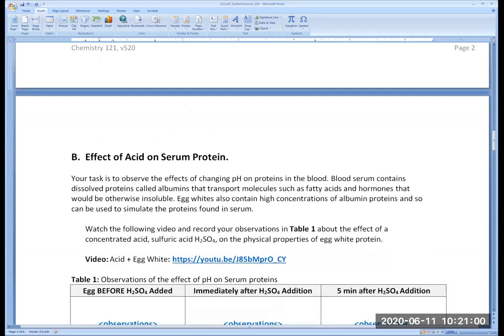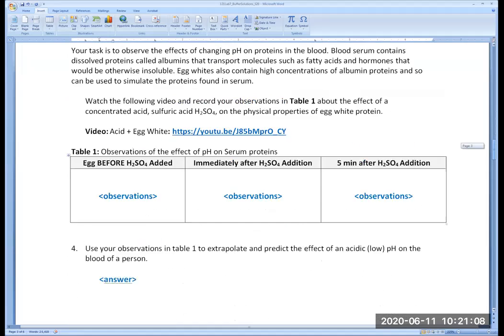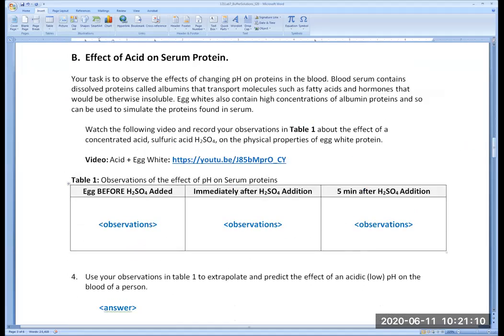So that's part A. Part B is the effect of an acid on a serum protein, and part B is short too. It's just this. It will require that you look at this video. The video will show you an egg white. Why egg white? Because egg whites contain a lot of albumin protein, and this can simulate the proteins found in the serum, because a lot of proteins that are found in the blood are albumins.